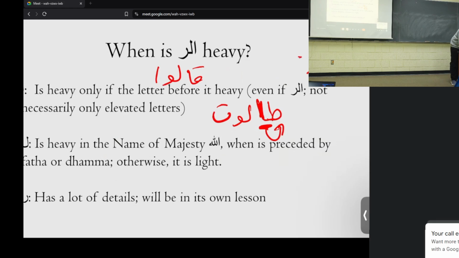I don't fully know how to spell it, but I think it's that. يراؤون. So the alif is normally light, but before it is a ra that's heavy. So what do I do? I make the alif heavy. يراؤون الناس. Okay? Lam is only heavy in Allah.